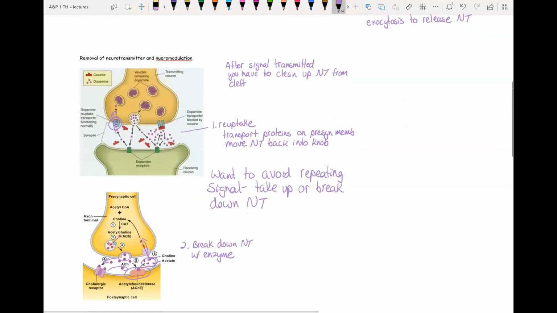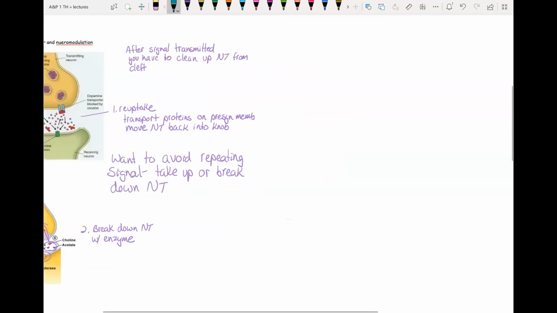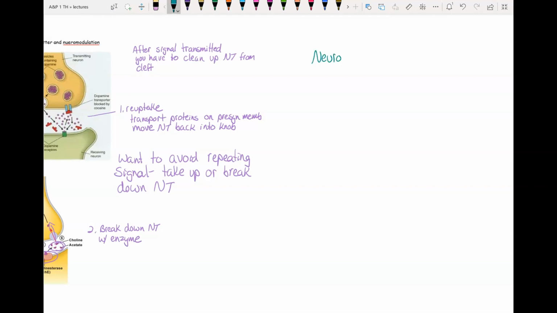Okay, then we do have neuromodulation. So neuromodulation is where you don't necessarily clean up the neurotransmitter right away. So in neuromodulation, you're going to alter what happens with the neurotransmitter in the cleft. Okay, and a lot of times you're going to act to keep the neurotransmitter in there so that you do repeat the signal.